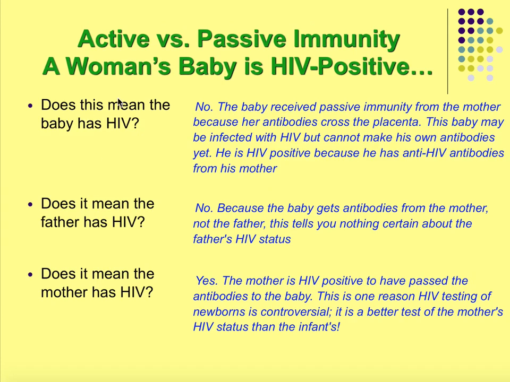Now here we have a woman's baby, and here the baby is going to be a 1-month-old baby. So it's a newborn baby who is tested as being HIV positive. Does this mean the baby has HIV? Well, the answer is no. Why? Because the baby received passive immunity from the mother. Remember, the mom's IgGs cross the placenta. And so this baby might be infected with HIV, but the baby may not be. The antibodies that we're seeing against HIV might have come from the mother. So we really know nothing about the baby's status if we test a newborn baby.